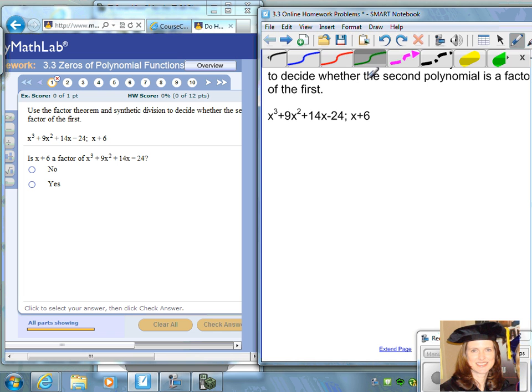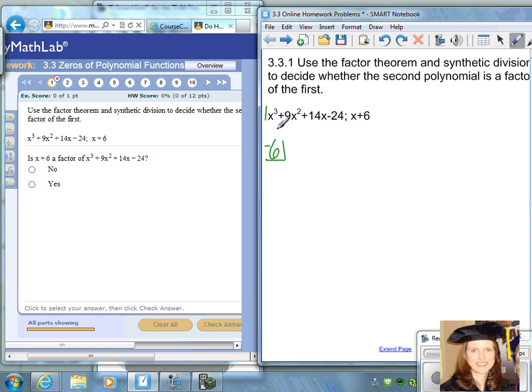So with our setup for synthetic division, we're dividing by x plus 6. So we're going to put a negative 6 in the box, and then we're going to use the coefficients of the polynomial: 1, 9, 14, and negative 24. Always bring down that leading coefficient, and whatever's below the line you're going to multiply by what's in the box. 1 times negative 6 is negative 6. 9 plus negative 6 is 3.